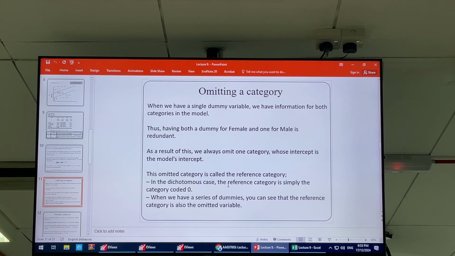Again, this omitted category is called a reference category. In the dichotomous case, the reference category is simply the category with value 0. In the example just now, male is the category with value 0, so male is our reference category. When we have a series of dummies, you can see that the reference category is also the omitted variable.